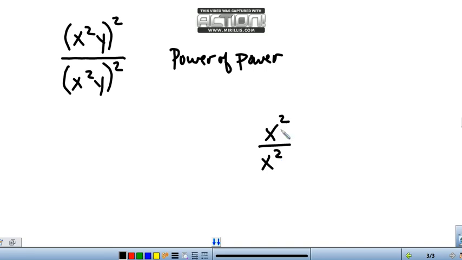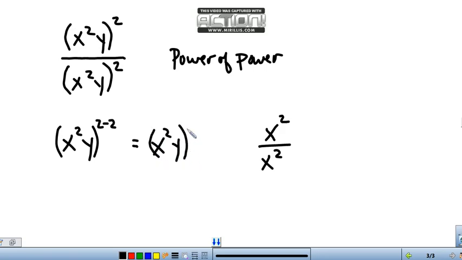The quotient of powers tells you that you can subtract. So go over here and we're going to subtract the exponents. It's going to be 2 minus 2. Okay, so that's going to be x squared y, 2 minus 2 is 0.